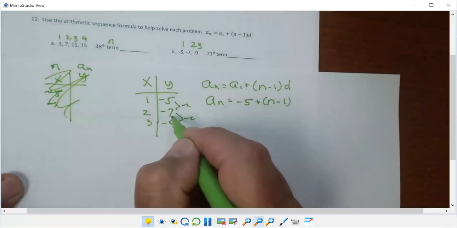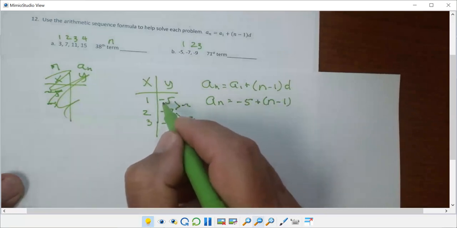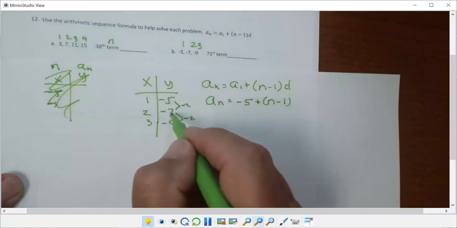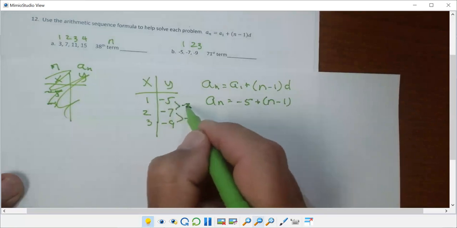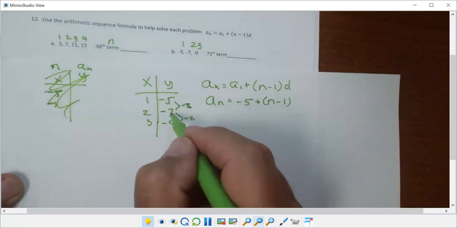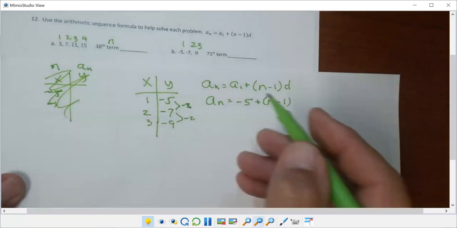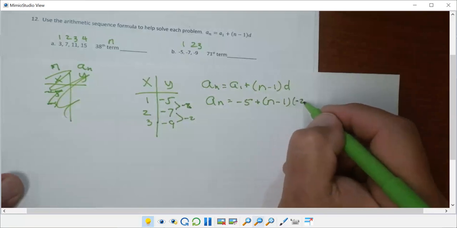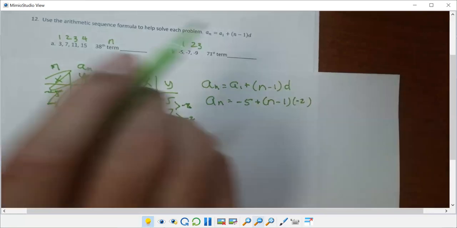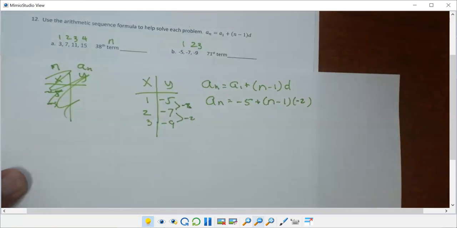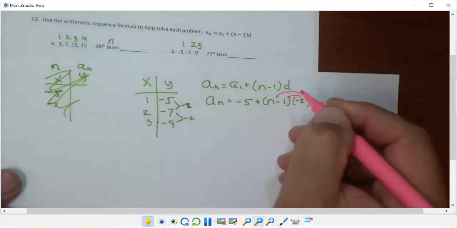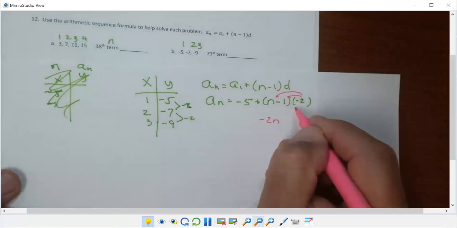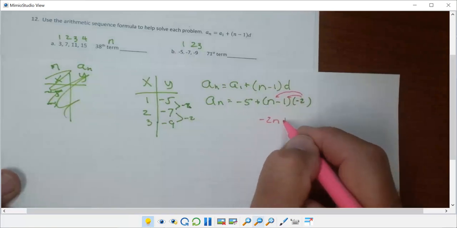Think about what do you do to -5 to get -7? Well, you put -2. A -5 and a -2 give me -7. A -7 and a -2 give me -9. So my common difference is a -2. Now I'm going to do what I've been doing before, distributing the -2 to everything. So this will be a -2n. A -2 times -1 is a +2.